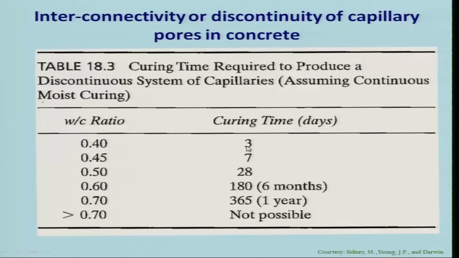Here you see that if you increase the curing time, it needs up to 180 days to achieve a discontinuous system. And remember that if the water to cement ratio is higher than 0.7, which is generally considered a very high water cement ratio range, typically getting a discontinuous system becomes impossible.